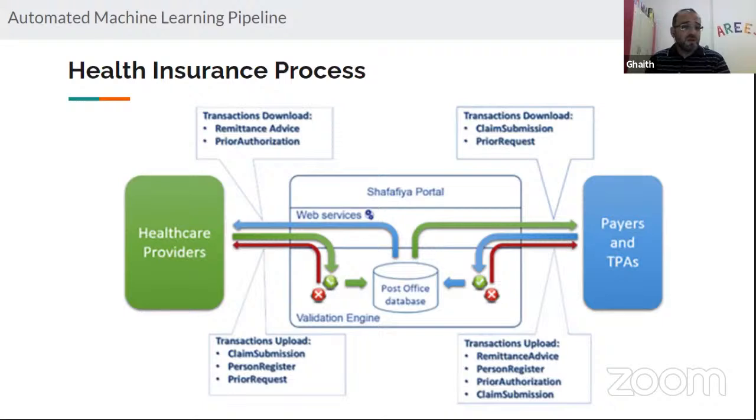The name is HL7, and in most of the cases that I work with, they prefer to use the XML structure to send the claims and receive the remittance advices. Why are we speaking about this?